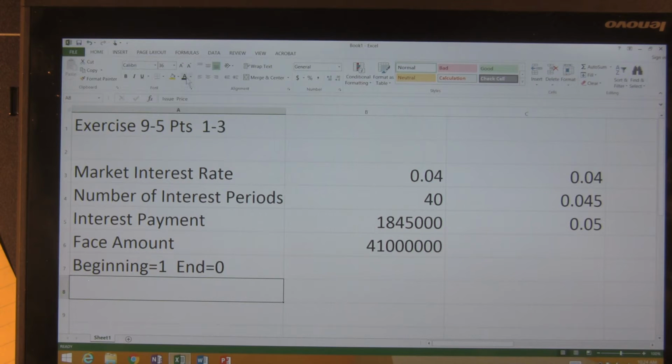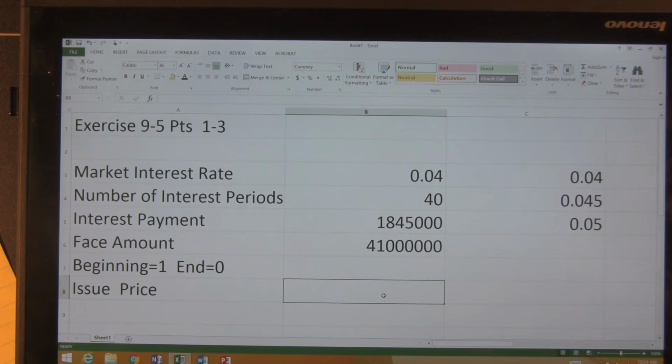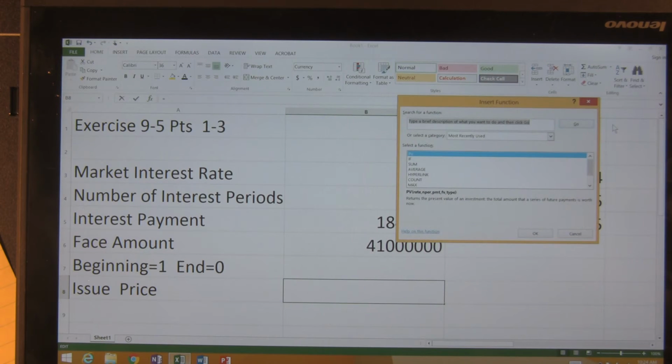And then last but not least, we need to figure out what we're here for, and that's the issue price. So let's figure this out. Come over here to your function button, and don't hit AutoSum because that would be stupid. Hit the little arrow out to the side there that says More Functions. And my most recently used is present value. If you haven't used it before, you'll go to Financial and then scroll down to present value.